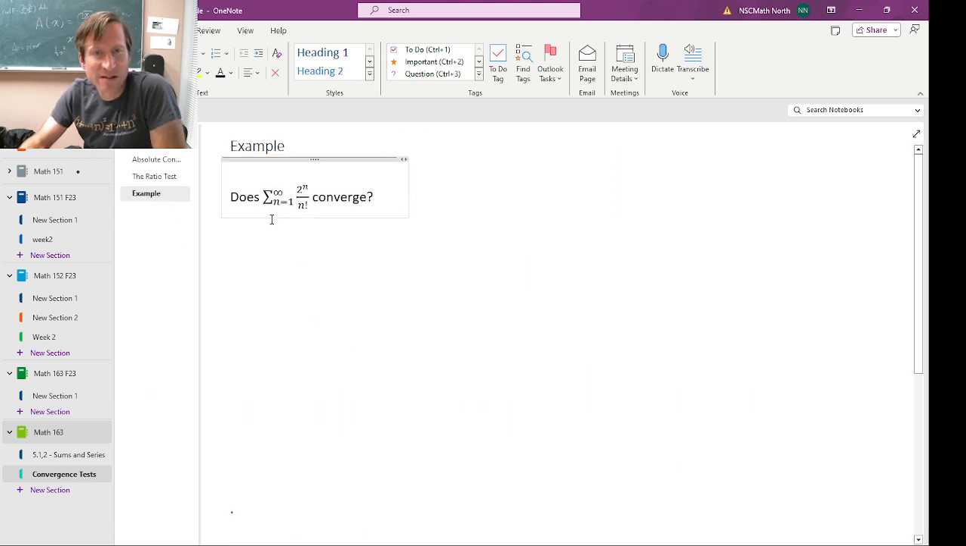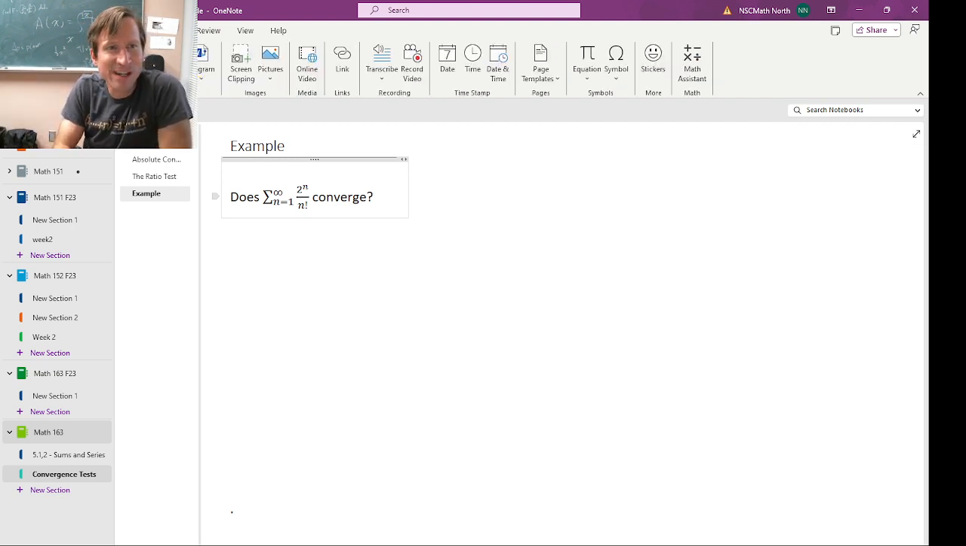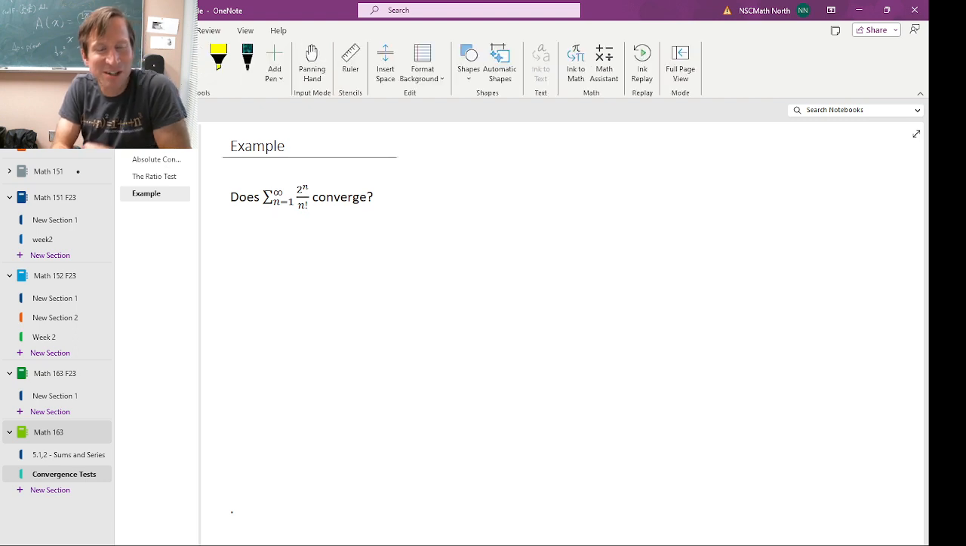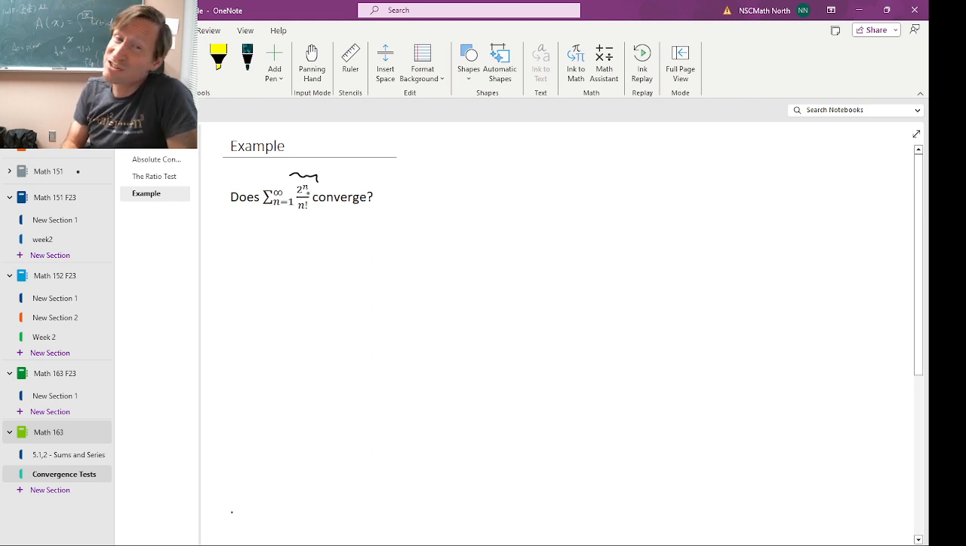So let's look at this series, sum from n equals 1 to infinity of 2 to the n over n factorial. So hopefully it seems very unclear whether this should converge or not. But let's have a look. In fact, it's not even totally clear whether these individual terms go to 0. This actually is something that we looked at before, and the individual terms do go to 0, but that doesn't really tell us anything about whether the series itself converges.